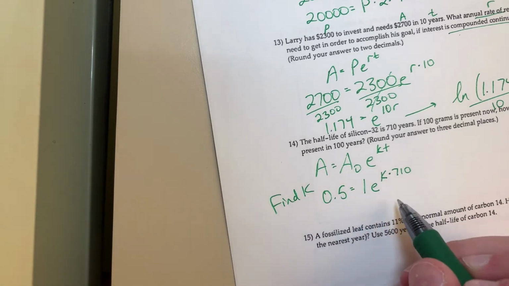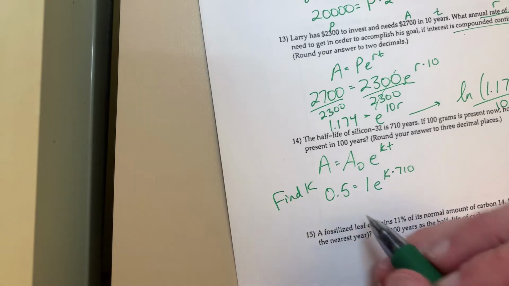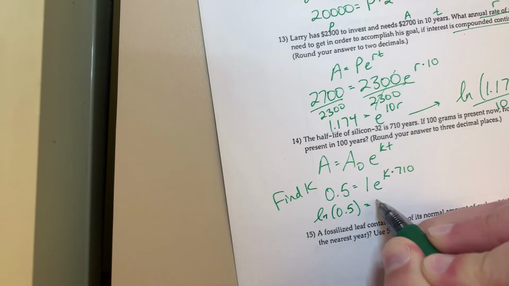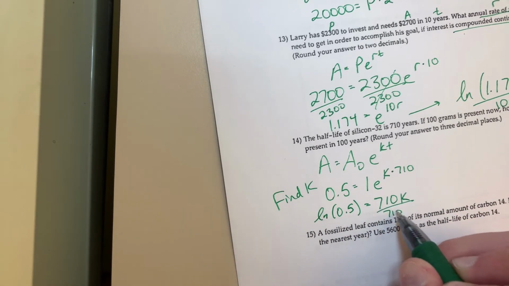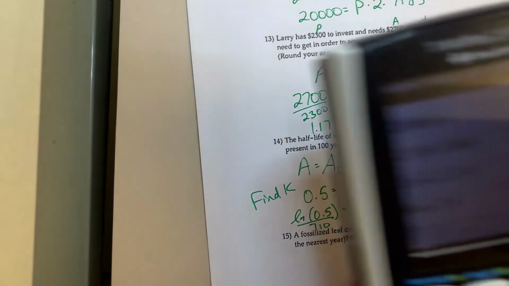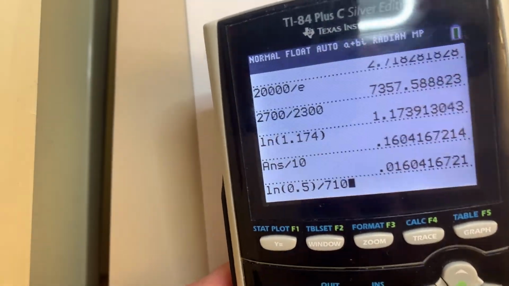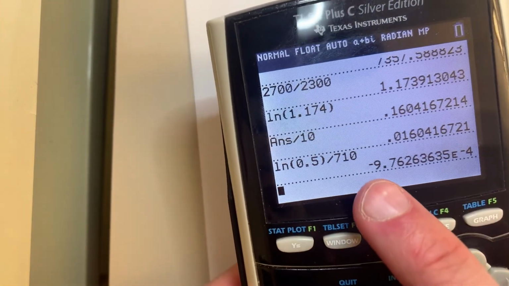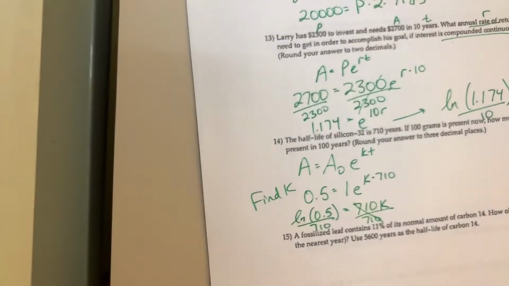From here, I would divide by 1, but that doesn't do much. So pretty much I can just go right into saying natural log of 0.5 equals 710K. And so my decay rate is going to be found by doing natural log of 0.5 divided by 710. If I did that, you get a really small decimal. Again, this does not mean 9.76. This means this, but move the decimal point 4 places over to the left.